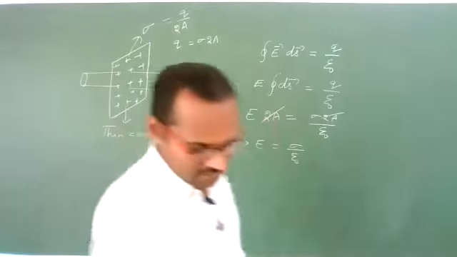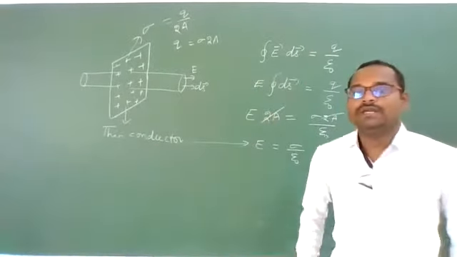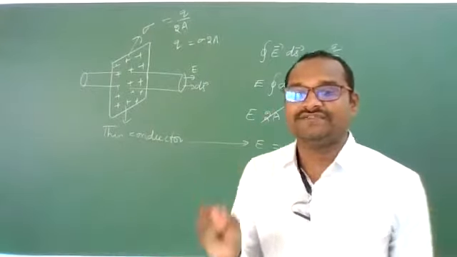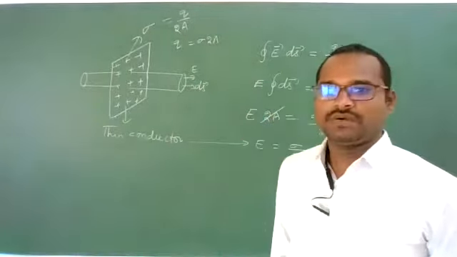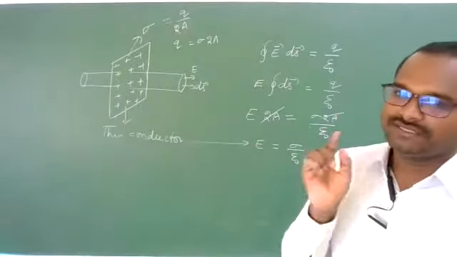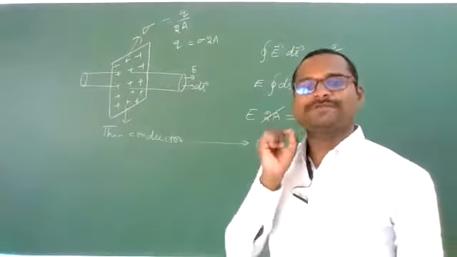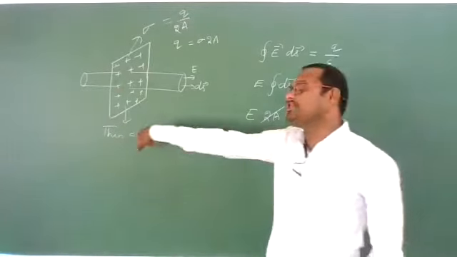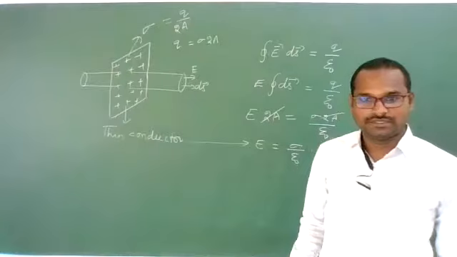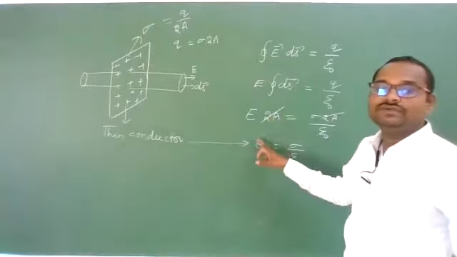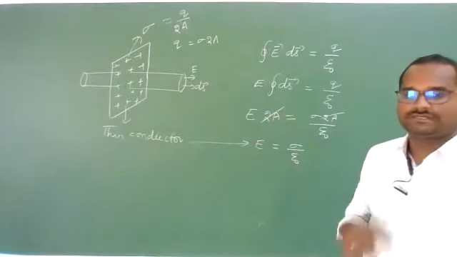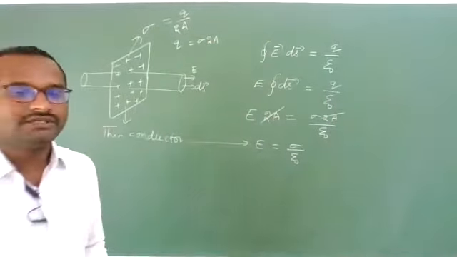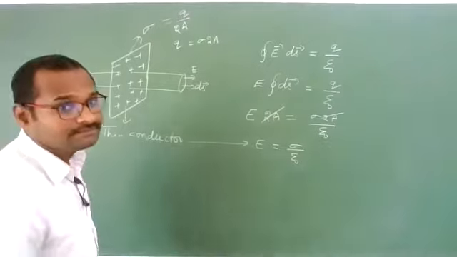Remember, fix it. If in a question they ask what is the electric field due to a sheet of charges whose surface charge density is sigma, then the answer is sigma by 2 epsilon naught. What is the electric field due to a conducting sheet of charges? Then the answer is electric field equal to sigma by epsilon naught. Remember this, important for your competitive exams. Value remember. You got it, students? Clear? Yes.